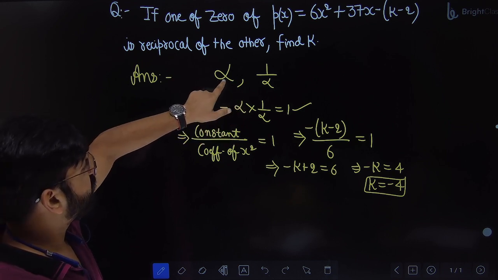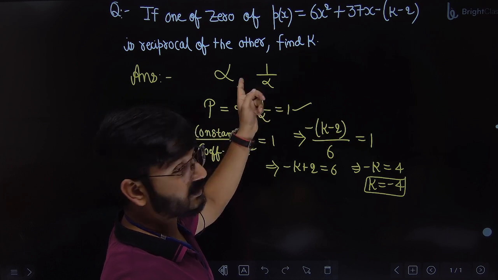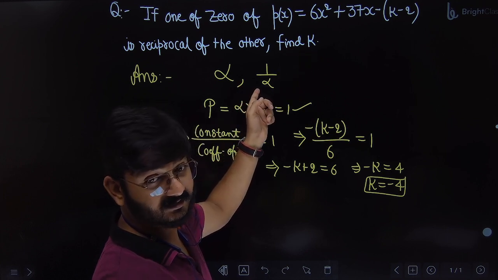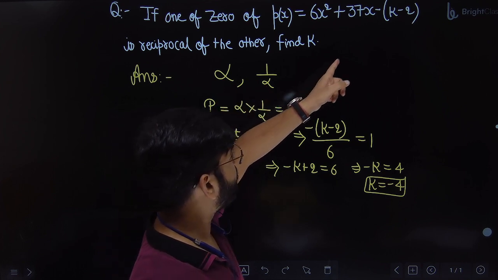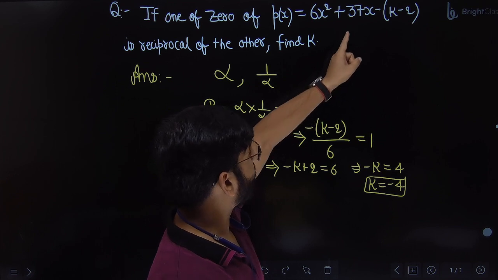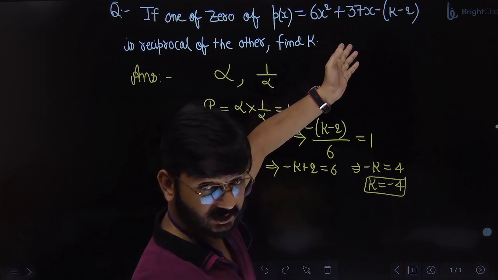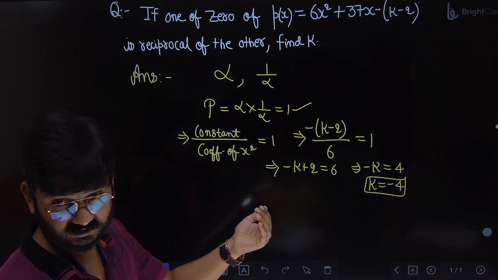Why? Because when you do the sum, rather than getting k, you will get what? Alpha. Are you guys getting it? So you will add them, so it will be minus b by a. So alpha plus 1 by alpha will be minus 37 by 6. So rather than finding k, you will end up finding alpha.